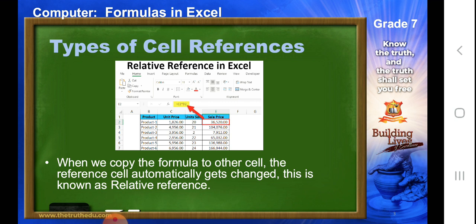When we copy the formula to another cell, then the reference of that cell automatically gets changed. This is known as relative reference. So this is the definition. Now what does this mean?